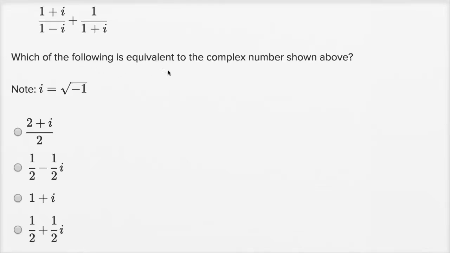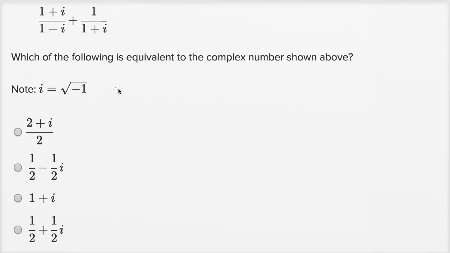Which of the following is equivalent to the complex numbers shown above? And then we've got this big hairy mess here, where we want to take the rational expression 1 plus i over 1 minus i, and then add that to 1 over 1 plus i. Well, when you add two fractions like this, what you might want to do is find a common denominator. And the easiest way to find a common denominator is to take the product of both of these.